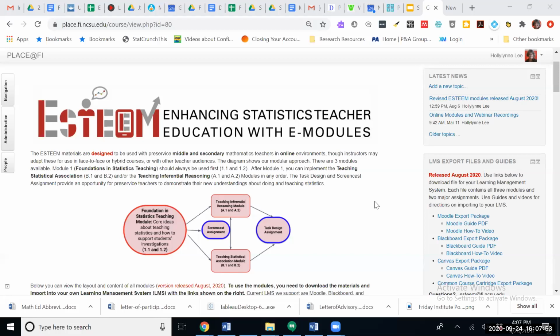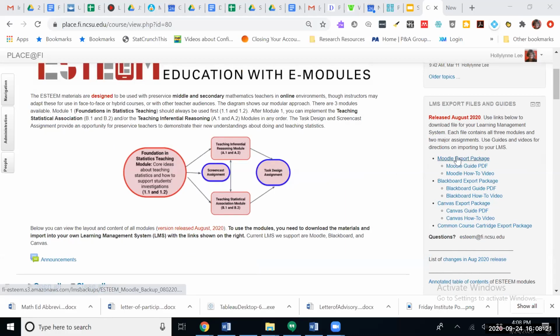Okay. So, you know, all of you have been here before. Our purpose of putting the ESTEEM place together was so that instructors could actually see the layout of the modules and see the look and feel of them, but your students don't actually ever come here. It's more for you to see what the materials look like, if you want to play around with them, if you want to experience them, and then to put them in your course.